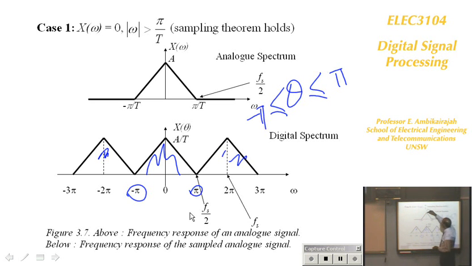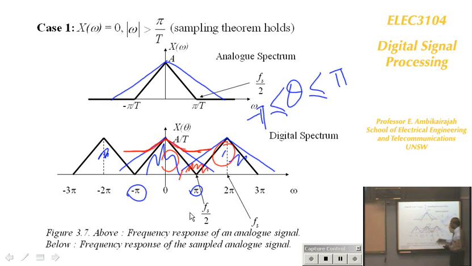If you didn't filter it, what will happen? See, if you didn't filter properly, this will go like that, and this will go like this. And what happens is that a region of the fundamental spectrum interacts with this spectrum, and the spectrum will be modified like that. So your modified spectrum will look like that. That means you have caused distortion.